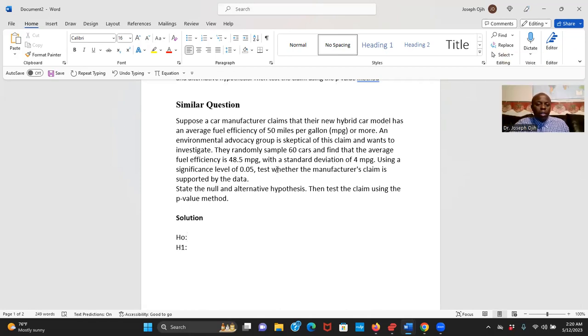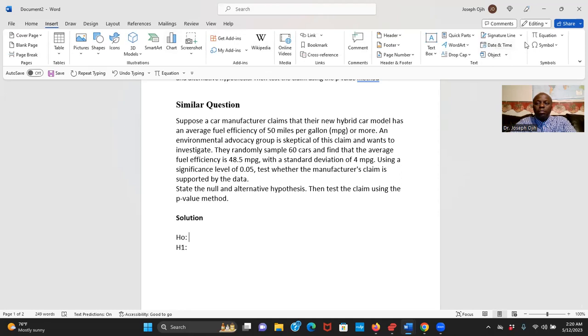The greater than or equal to symbol can only be used in the null hypothesis. So we have that the mean is greater than or equal to 50 miles per gallon. Why do we use greater than or equal to? Because he says that the average fuel efficiency is 50 miles per gallon or more. That means greater than or equal to, and that is the claim.